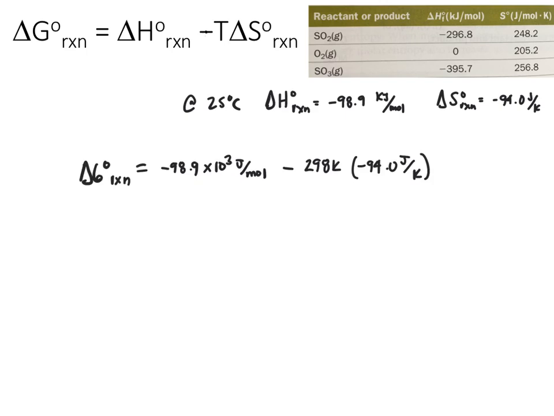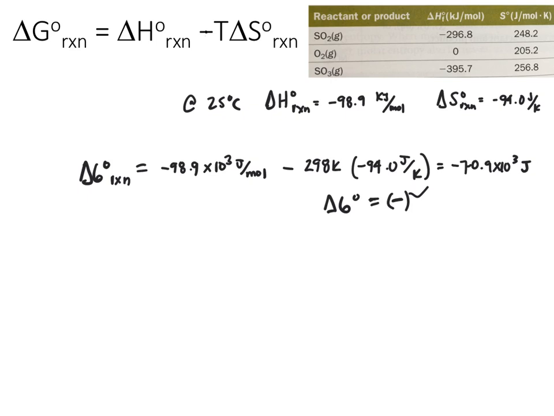Now that we have our setup, I've plugged in my adjusted enthalpy value here. I've also plugged in my adjusted temperature value in Kelvin, and I've plugged in my entropy value here. If I plug this into our calculator, we end up with negative 70.9 times 10 to the third joules. And so our delta G value here is going to be negative. That negative sign indicates that this reaction at 25 degrees C is going to be spontaneous, because a negative G value corresponds to a spontaneous process.